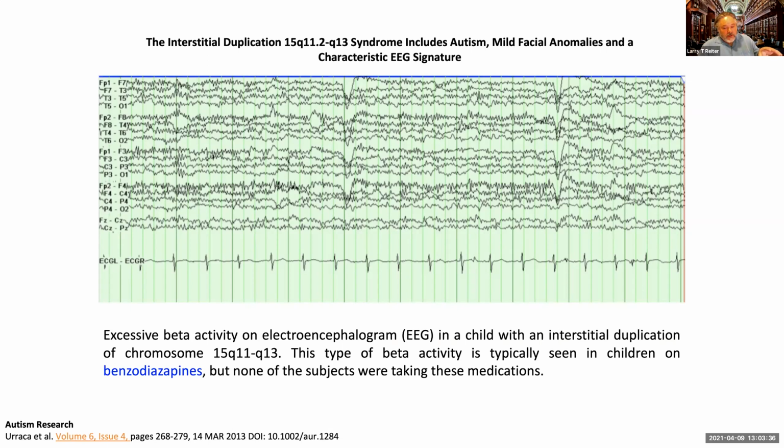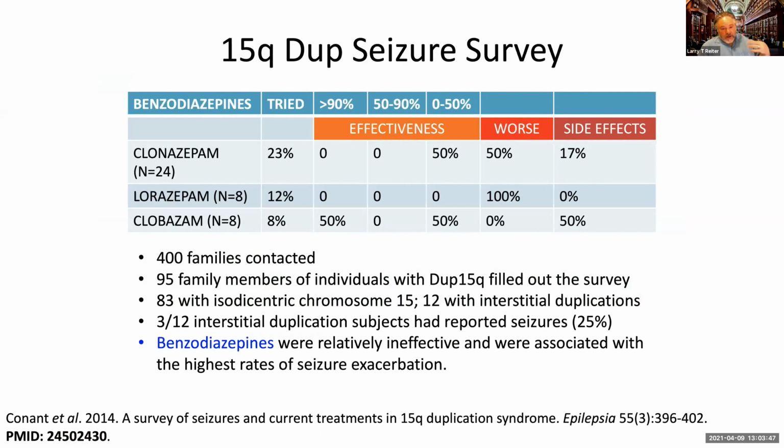What's even more important was that we could see it in these kids, and there was a survey of other kids with 15q duplication who were on benzodiazepines, and from that seizure survey, we found that either those drugs didn't have an effect, or they sometimes made the epilepsy worse. So this was a large 400 family study asking about which medications kids had been on. And it looks like the benzos were not effective in treating seizure in Dup15q.